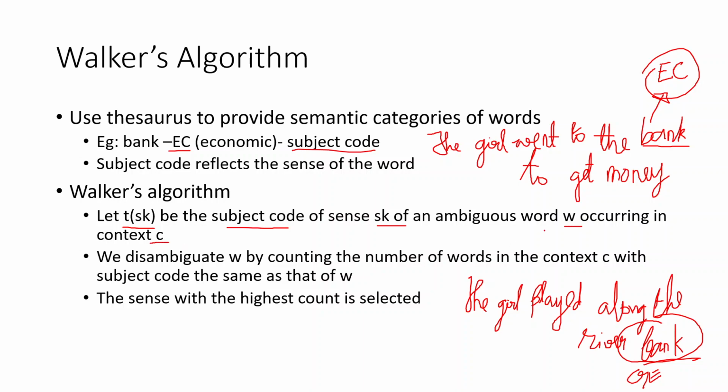So C is the context of the sentence, W is the word we want to disambiguate, and SK is a sense. There are K senses, SK is one of the senses, and for each of the senses, a particular subject code is associated. So we disambiguate W by counting the number of words in the context C with subject code the same as that of W. So W is the word which we want to disambiguate. So we find the count of the number of words in context C with the same subject code as that of W. Okay, we maintain a code, and for each of the senses we try to do this, and the sense with the highest count is selected. Okay, again overlap in a different way. That is what we are using.